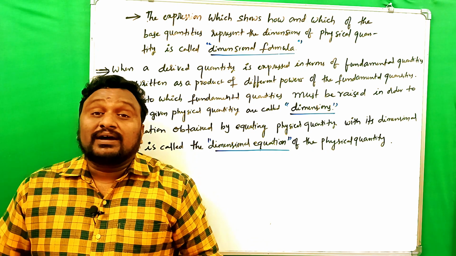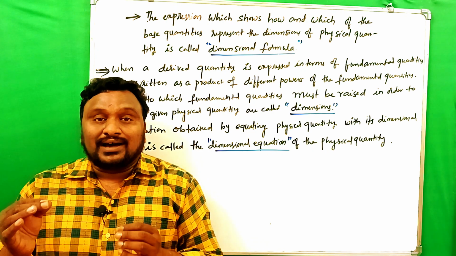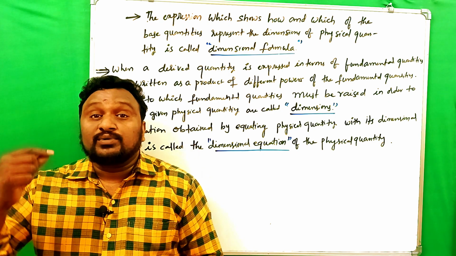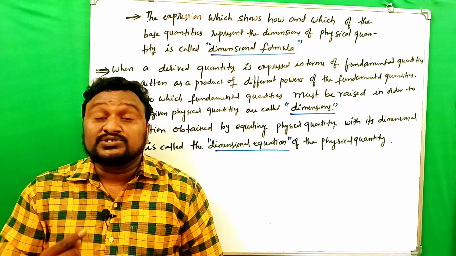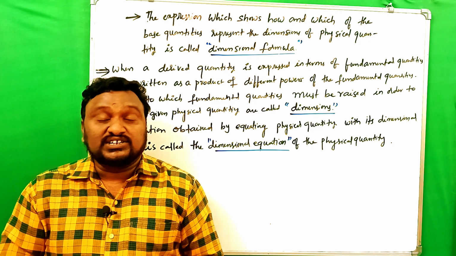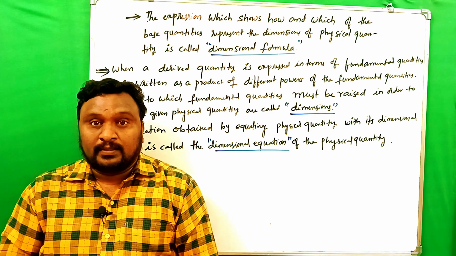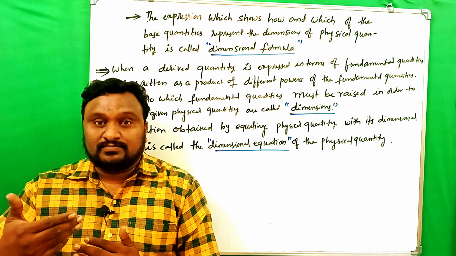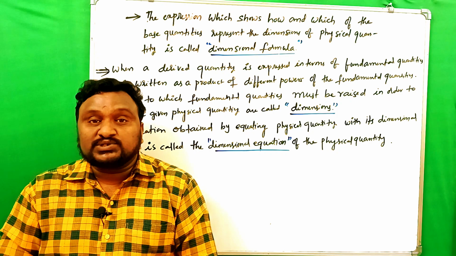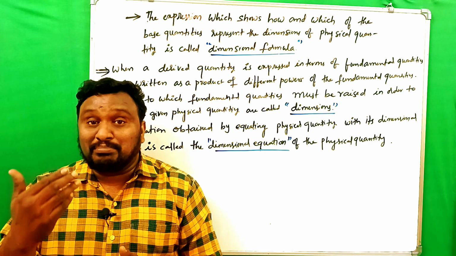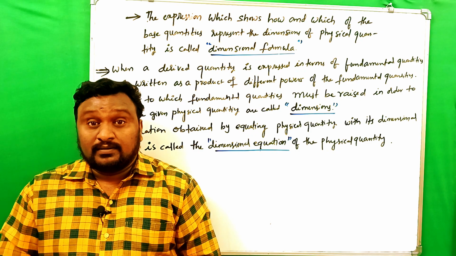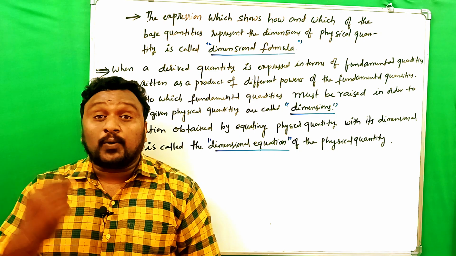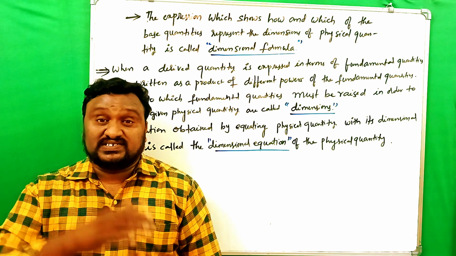Clear? What is meant by dimensional formula? The expression which gives the dimensions of physical quantities in terms of base quantities is called dimensional formula. And in a dimensional formula, the numbers we write as exponents of base quantities are called dimensions. The numbers which we write as powers of physical quantities are called dimensions.